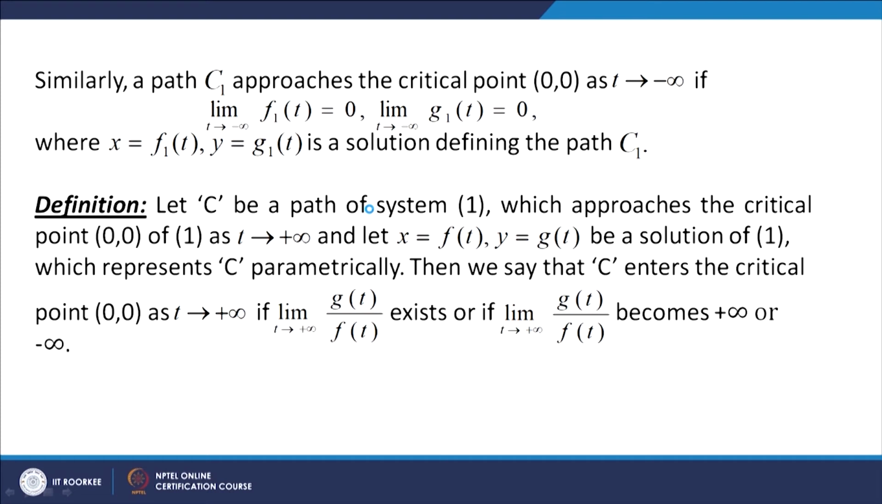Then we say that C enters the critical point (0,0) as t goes to infinity if the limit of the functions g(t) over f(t) exists as t goes to plus infinity, or the limit of g(t) over f(t) becomes plus infinity or minus infinity as t goes to plus infinity. So, either the limit of g(t) over f(t) as t goes to plus infinity is finite, or it is plus infinity or minus infinity. Then we shall say that the path C enters the critical point (0,0) as t goes to infinity.